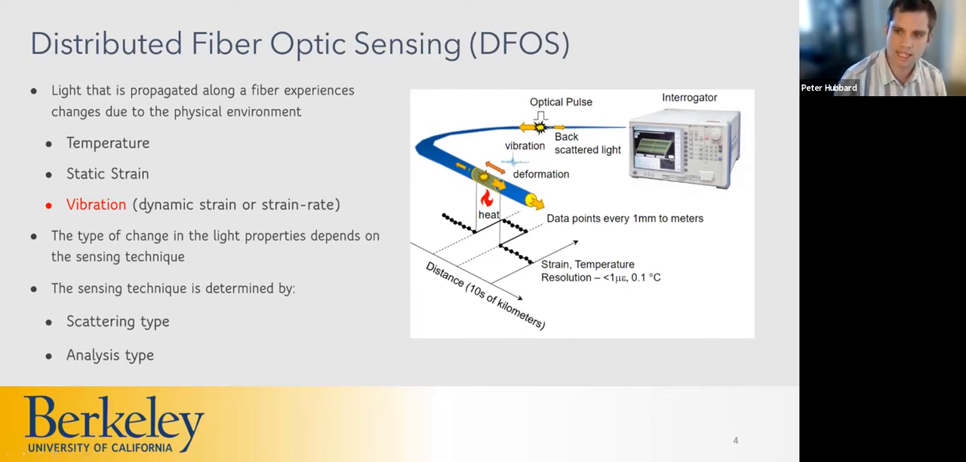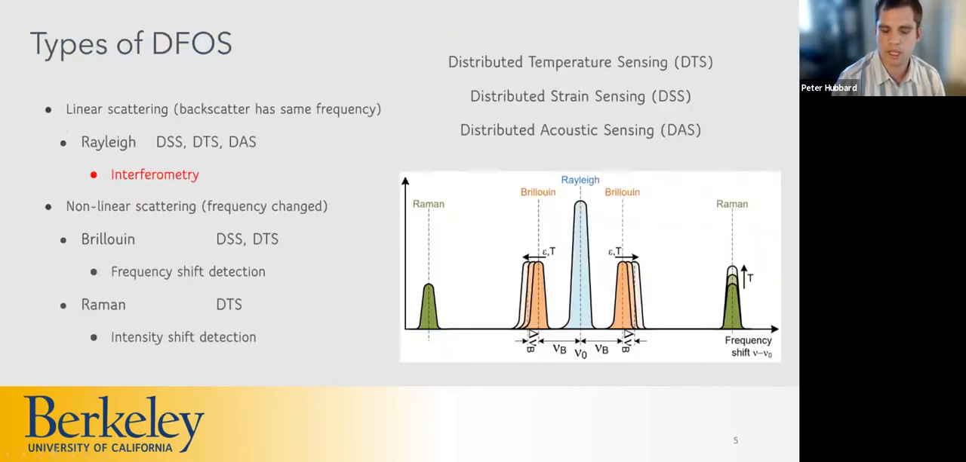And by looking at light that's scattered back towards the source, we can look at things like temperature, we can look at static strain, we can also look at what we can refer to as vibration or acoustics. But I hope that after my talk today, I can convince you that it's really no different than the other things that we can measure in terms of strain. So the type of light, the properties, depends on the sensing technique. That means there are different types of light that scatter in the fiber, which I'll talk about, and they're also analyzed in different ways.